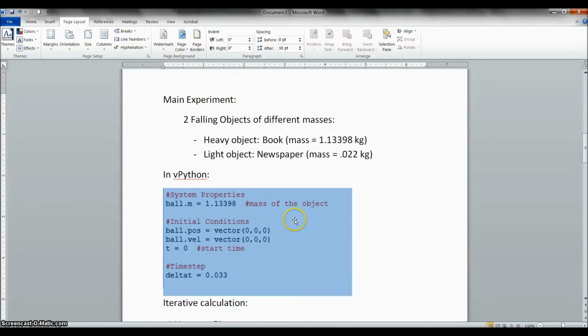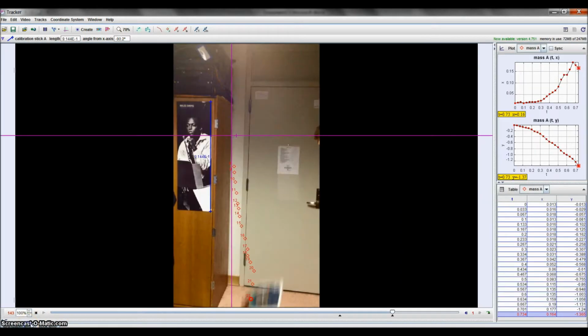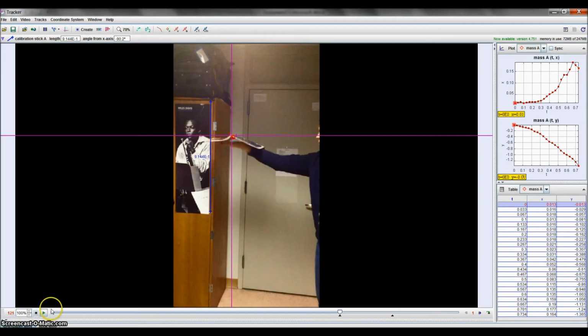So my main experiment this week was that I took a video of two different objects of two different masses falling. One was a heavier object, which was a book, and the other was a lighter object, which is a newspaper. I used this program called Tracker to take physics data of both of these videos. First, I used a calibration stick of a poster in my dorm room to accurately measure the distance, to set the real world distance in this video.